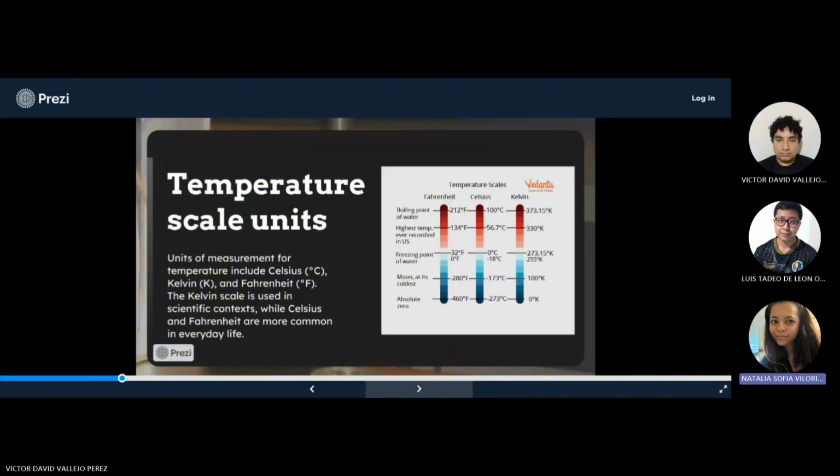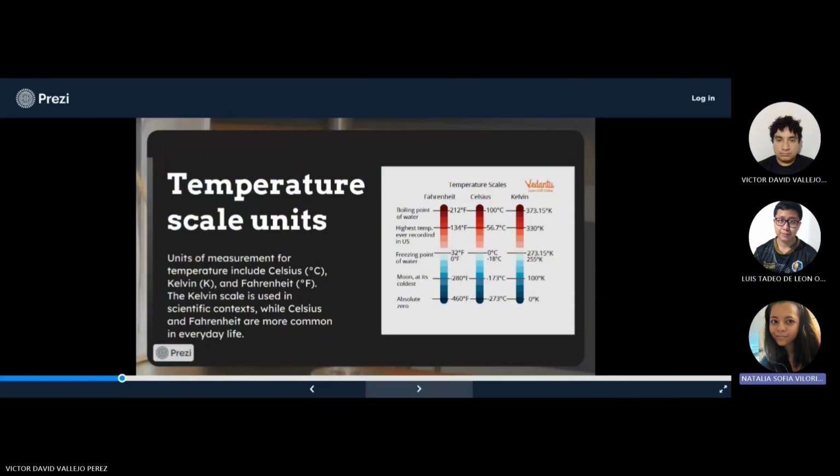Here are the temperature scale units. First, we have Celsius, a scale based on the freezing and boiling points of water, that is 0 degrees Celsius and 100. Then we have Fahrenheit, a scale commonly used in the United States, where the freezing point of water is 32 degrees and the boiling point is 212 degrees.